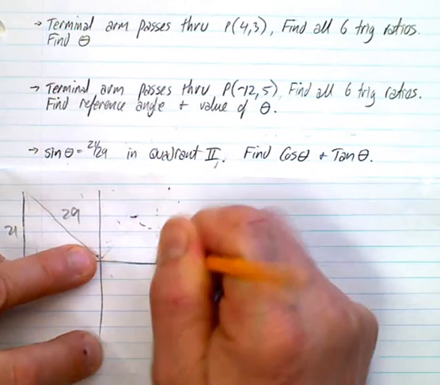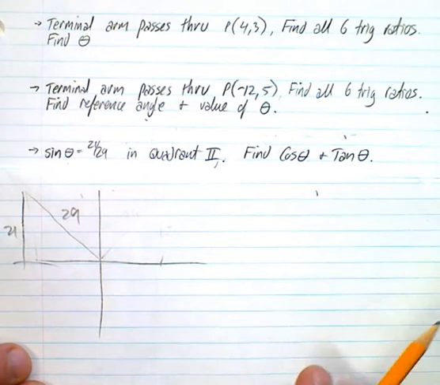So now we're looking at this one here. Find cos theta and tan theta. This side is the one that we have to find. And we find that by doing Pythagoras.